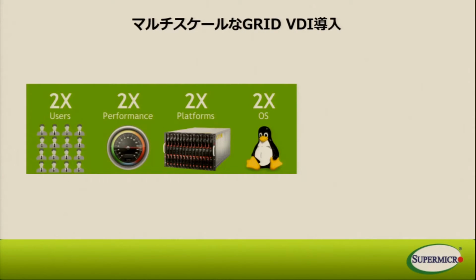Coming back to grid VDI applications, Grid 2.0 talks about double performance. It supports twice the amount of users, twice the amount of performance, and twice the amount of platforms, including blade servers, and twice the amount of OS, including Linux. So everything looks very fine, with high performance and great applications. But is that really true?